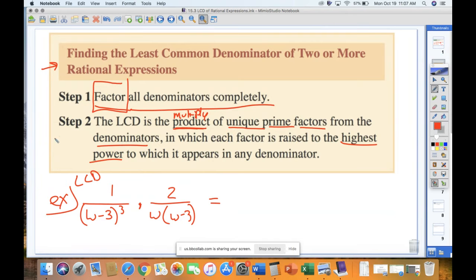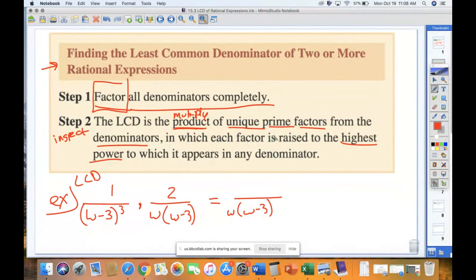So step two is basically inspect. Take a look at what you've got after you factored. And then you're going to take all the unique prime factors. So our unique prime factors are going to be w minus 3. Well, I already got this w minus 3 and that w minus 3. I need this w. So my unique factors are w and w minus 3.